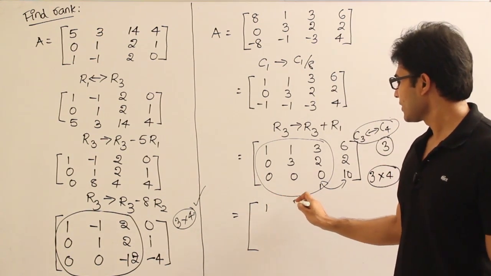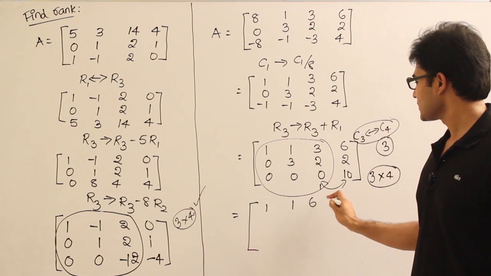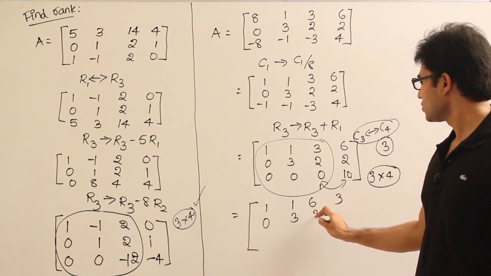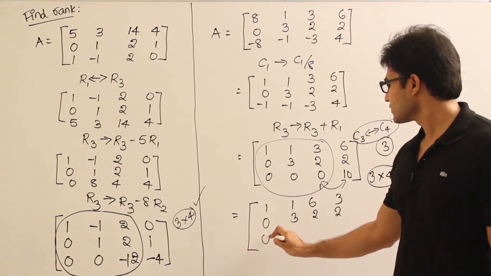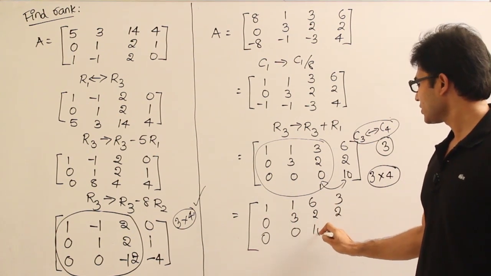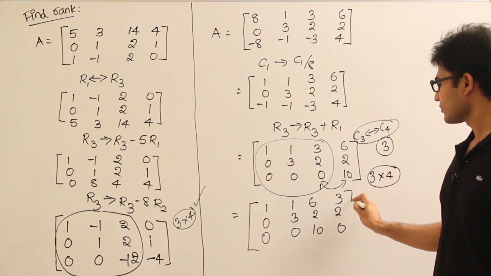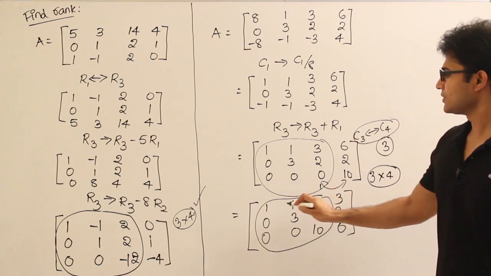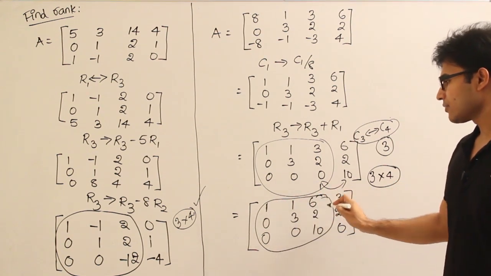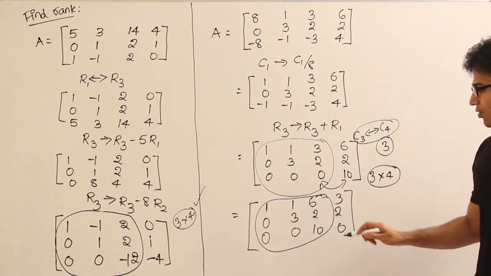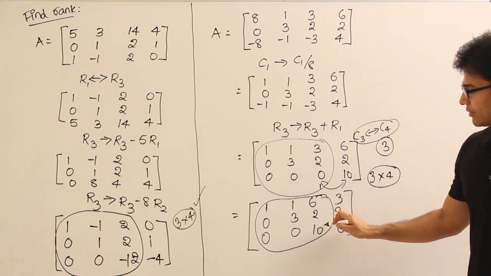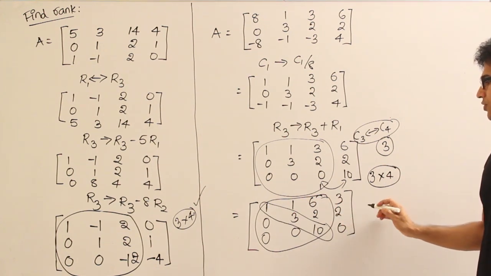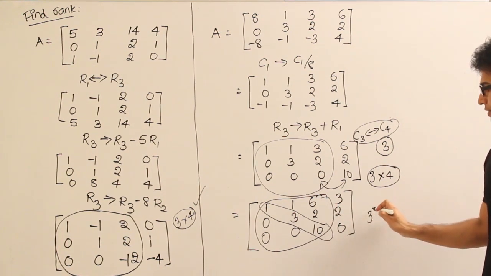C3, if it is exchanged with C4, then I'm going to get this. Check this one. 1 1 6 3, 0 3 2 2, 0 0 10 0. Okay, now watch this one. This is the 3 by 3 square matrix, isn't it? Which is triangular and whose determinant is equal to 30, which is not equal to 0. Therefore, the rank of this matrix is 3.